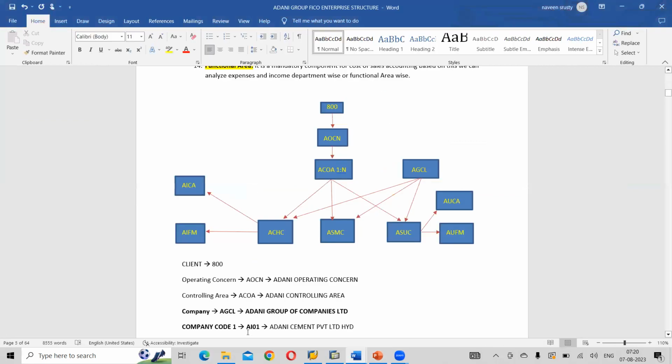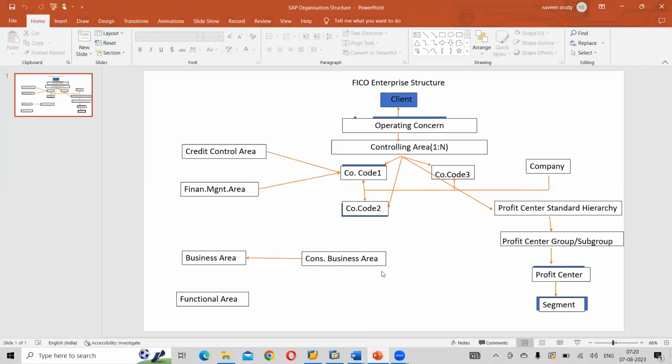I'm giving the naming convention as AI01, which means we are going to work on AI01. That is nothing but Adani Cements Private Limited, Hyderabad. I'll give this structure by mapping also in the PPT. I'll share that also, by tomorrow. Okay, I'll map by giving the names here. Next one.